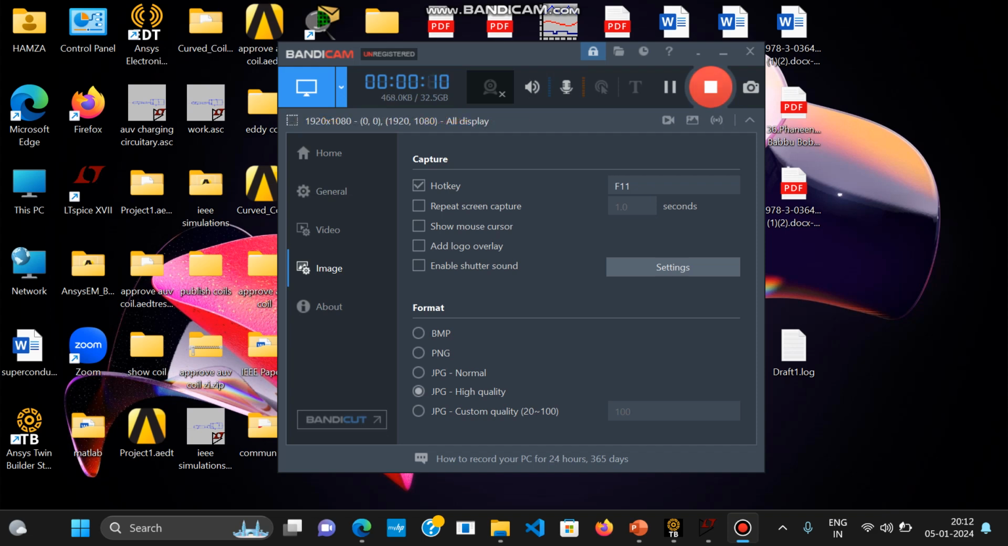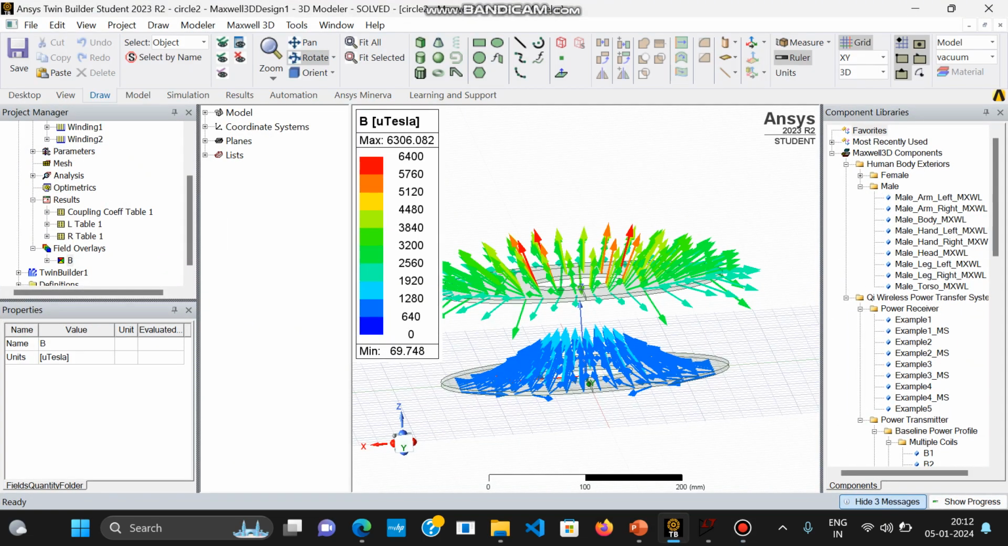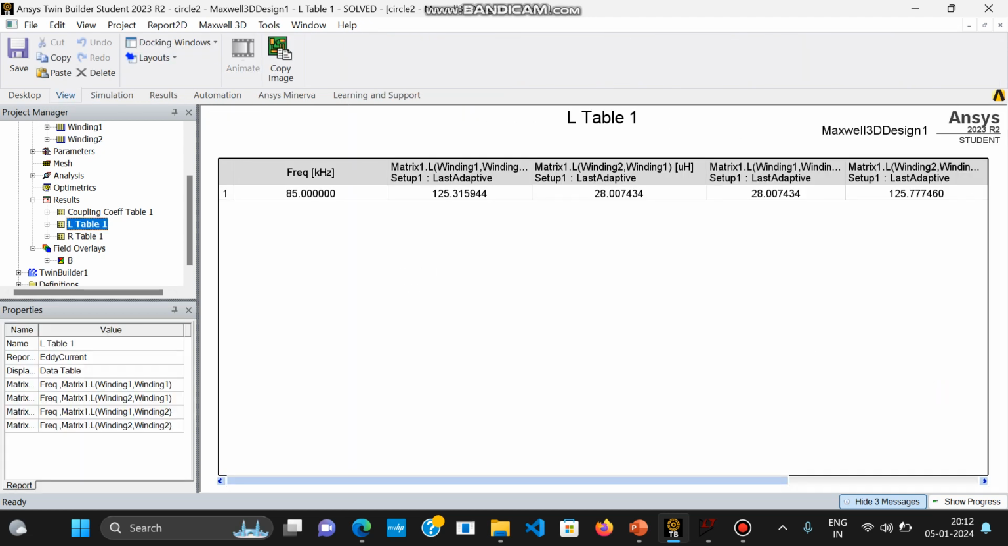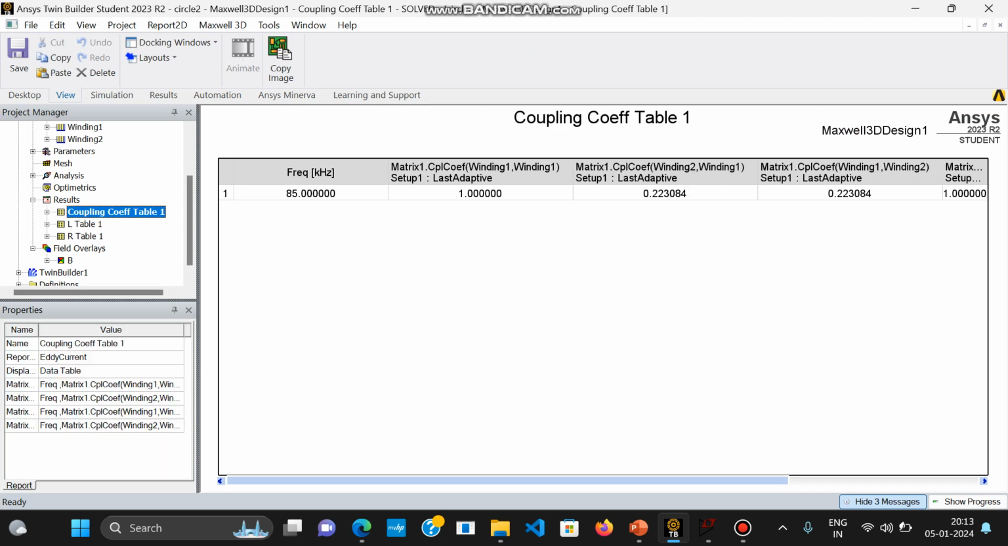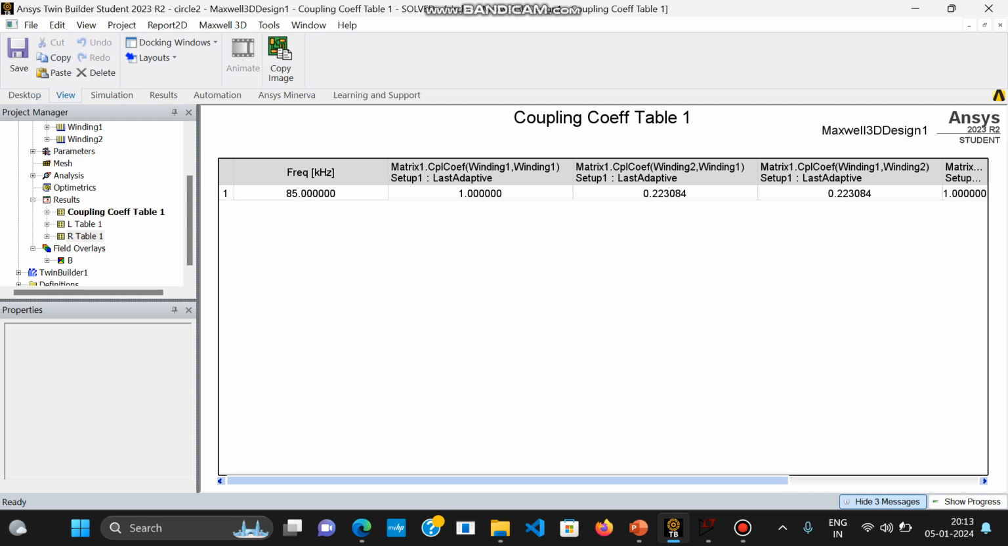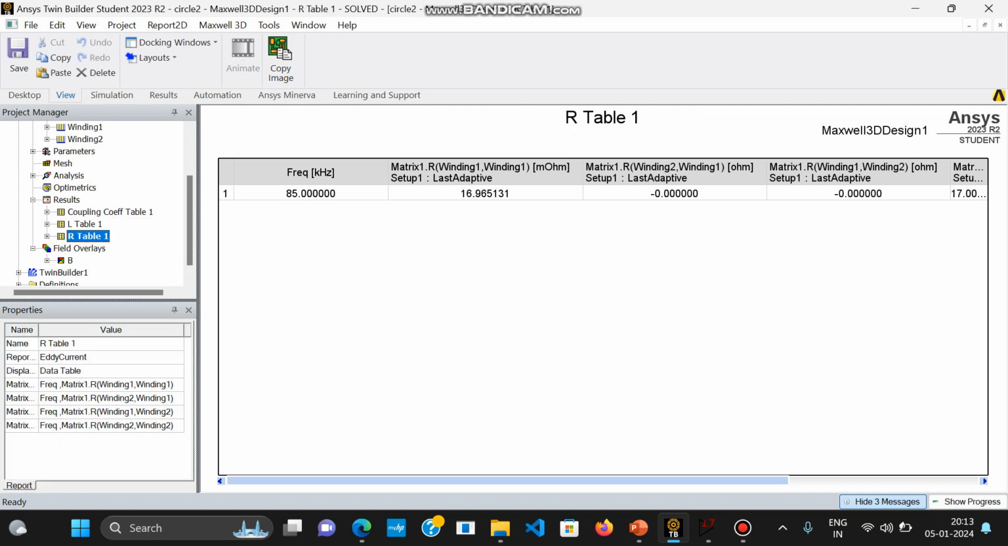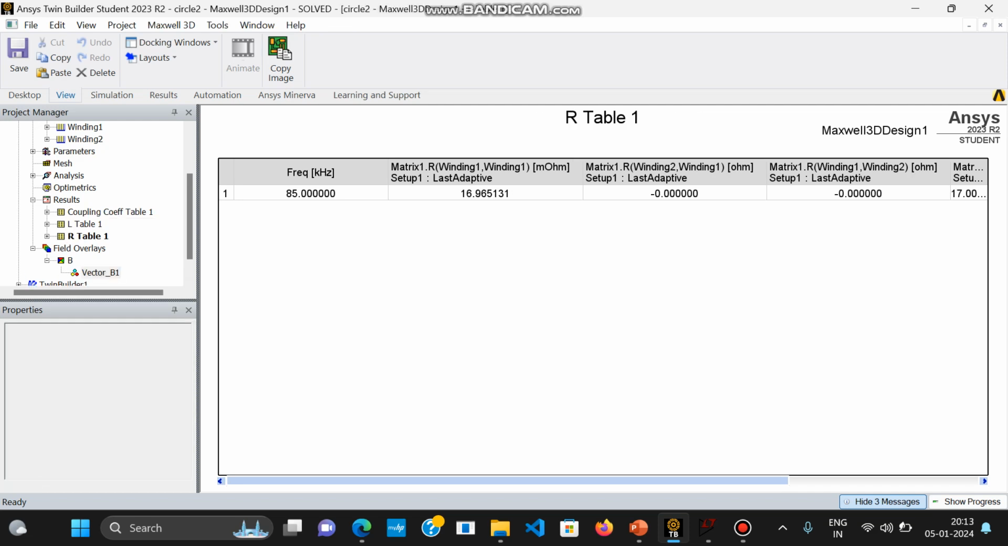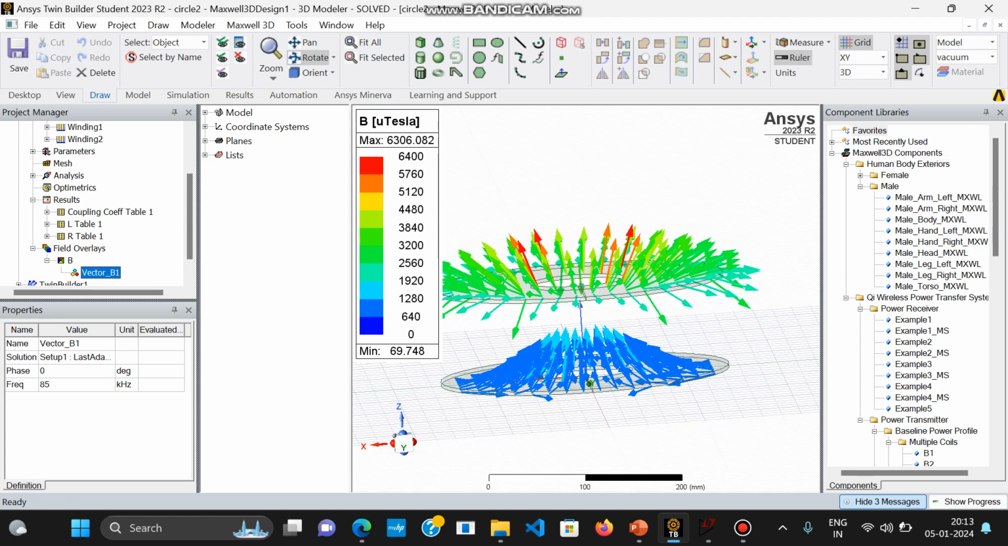So till now what we have done is we have designed our wireless charging coil in ANSYS, and we got the inductance of both the coils, that is the self inductance L1 and L2, and the mutual inductance, and this is the coupling coefficient of the coil, and this is the internal resistance of the coil. And we have also seen how the magnetic field is generated by these coils when they are excited through a certain amount of current with an operating frequency of 85 kilohertz.